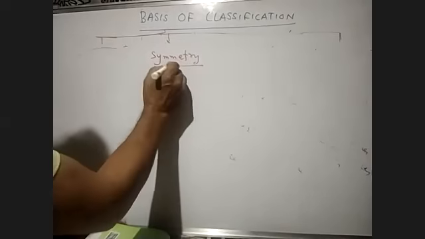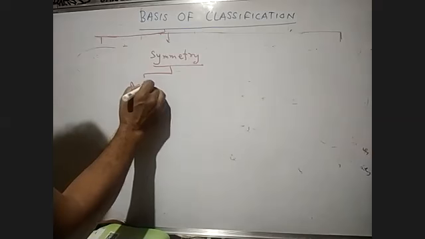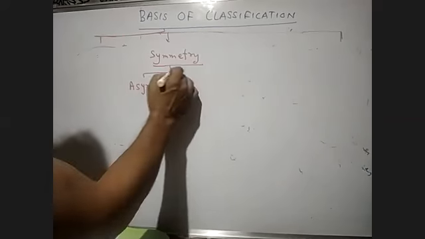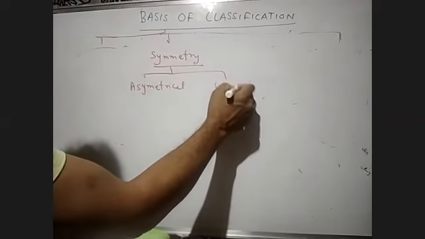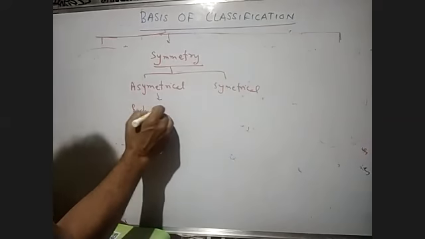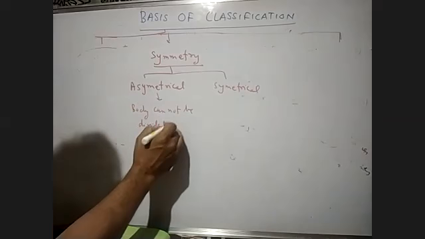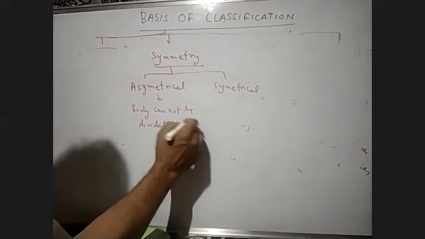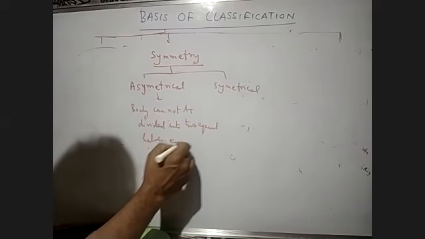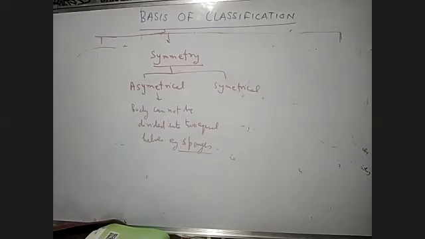So the first type of symmetry will be asymmetry. Animals are called asymmetrical, and animals are also symmetrical. Here, an asymmetrical body cannot be divided into two equal halves. For example, sponges. If we divide a sponge along any plane, we cannot divide it into equal halves.